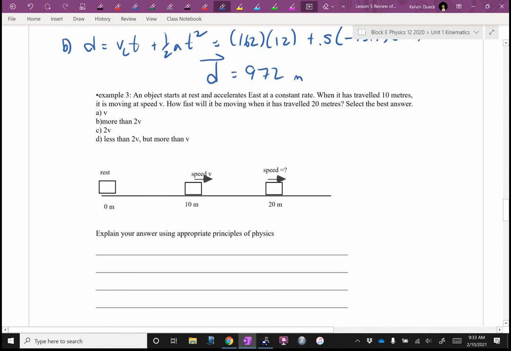Example 3. You may have noticed I've been doing a lot of thought puzzles at the beginning of class with you. You are going to have a proof, a thought puzzle on a test. We call these using principles of physics right to explain questions, and don't panic, we'll get good at these. Here is an example. It says this: an object starts at rest and accelerates east at a constant rate.